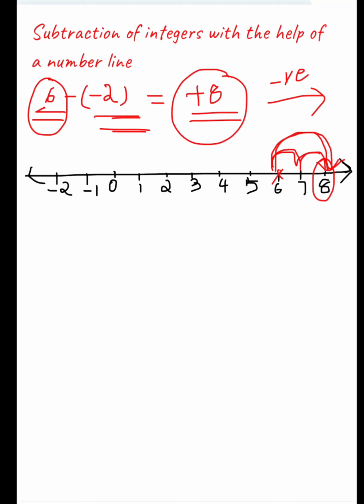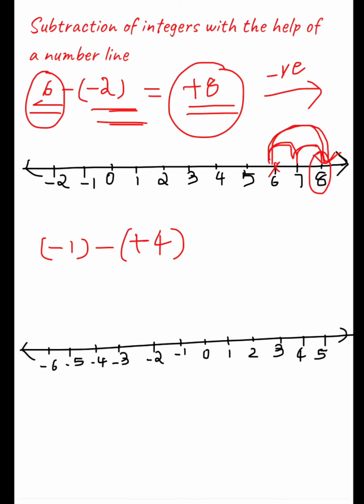Let's take minus 1 minus plus 4. Okay. So here, first what you have to mark? You have to mark minus 1 first because it is the first number here. So where is minus 1? You can see minus 1 is here. Now what is the number to be subtracted from minus 1? It is plus 4. Since it is plus here, you need to move to which direction?